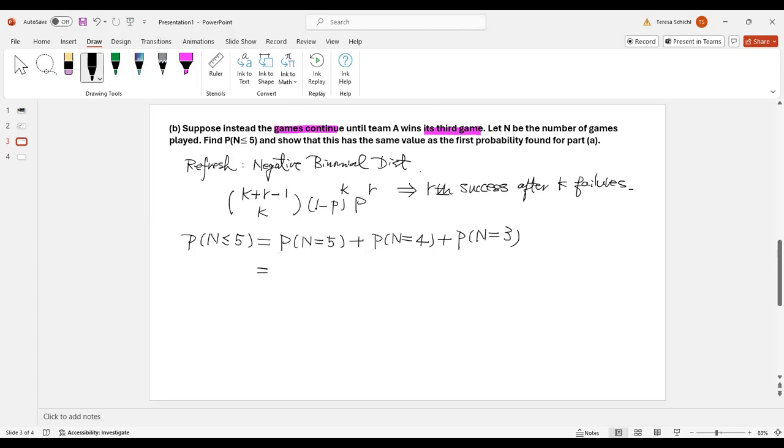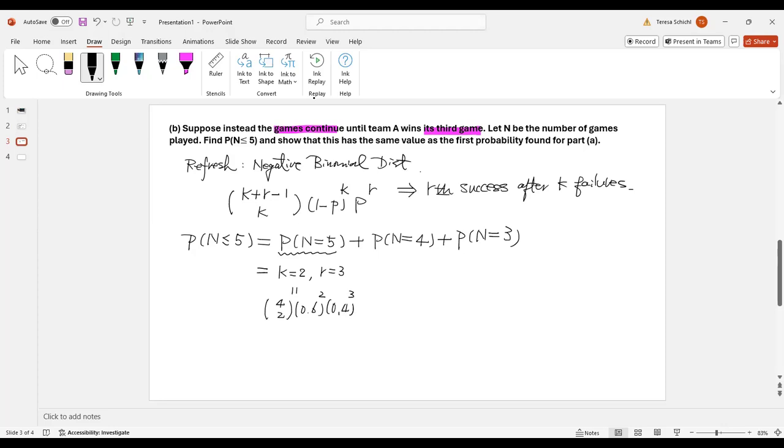For n equals 5, that means I'm going to win the 5th game, so I'm going to fail twice and win 3 times. For this probability, it's 2 plus 3 minus 1, so it's 4 choose 2, then 0.6 to the 2 and 0.4 to the 3.